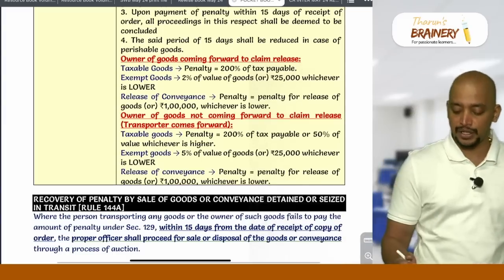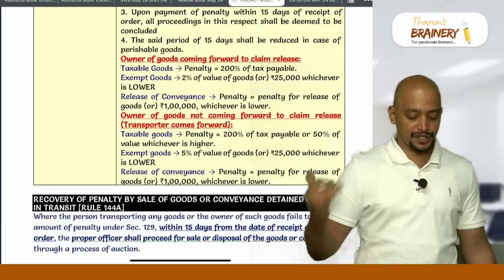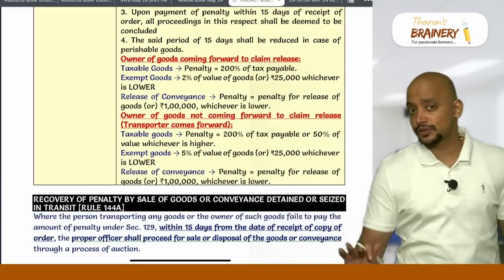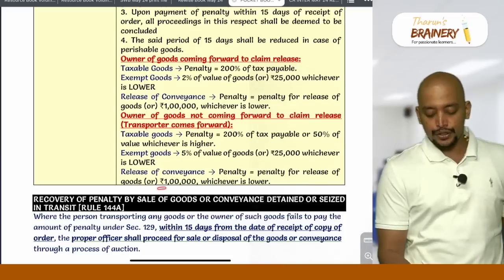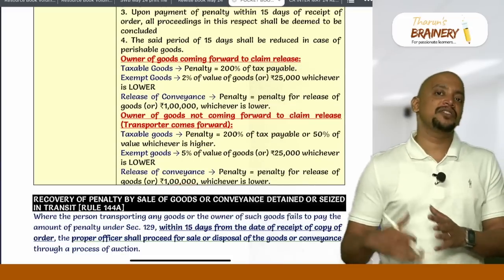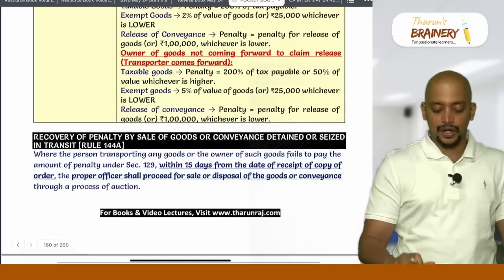Whereas in case of exempted goods, here it will be 5% of the value of goods or 25,000, whichever is lower. For release of conveyance also the same: penalty payable for release of goods or 1 lakh, whichever is lower. So therefore the maximum penalty for release of conveyance is 1 lakh. So this is about the penalty in case of section 129.